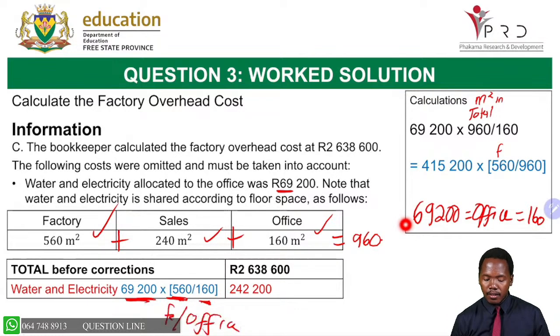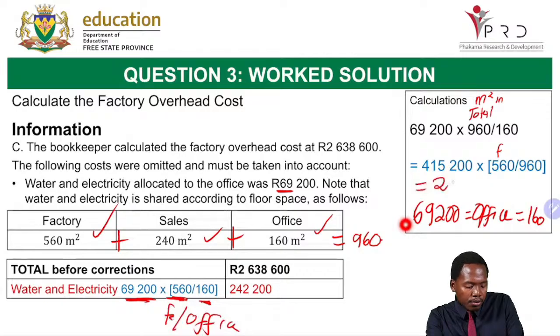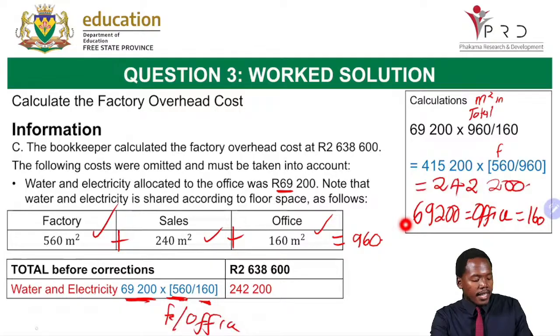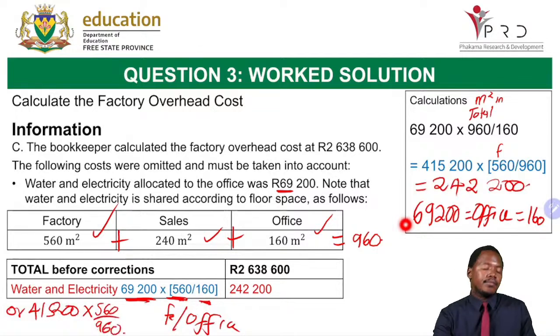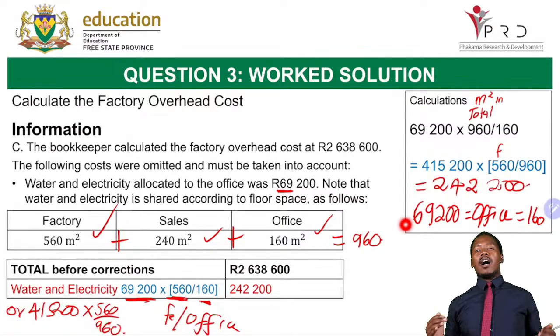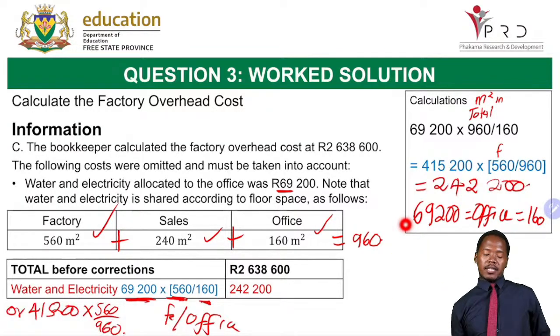I can say 415,200 multiplied by 560 divided by 960. Then I will still get 242,200. So it's either we say 69,200 multiplied by 560 over 160, or we can say 415,200 multiplied by 560 over 960. So these are two ways. Remember, you need to know how to use the amount given multiplied by the percentage I want over the percentage I'm given. Be able to play around with those.